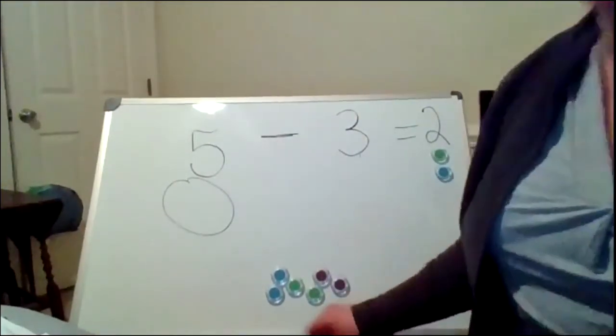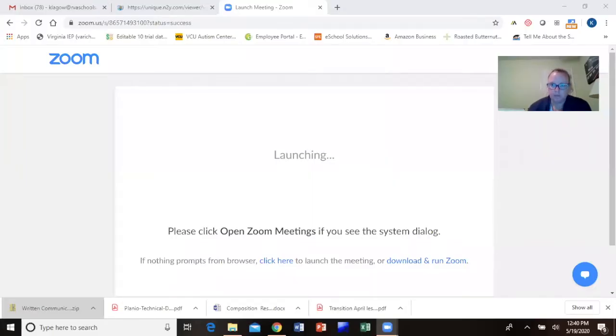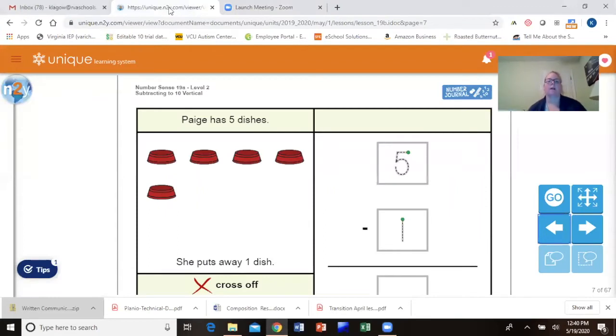Now we're going to do it using the Unique Learning System program. So let me get that set up for you. Here we go. Paige has 5 dishes, just like the problem we did over there. 1, 2, 3, 4, 5. And we're going to take away 1. They want us to cross it off, and how we cross it off is we press on it like this. So they want us to take away 1.